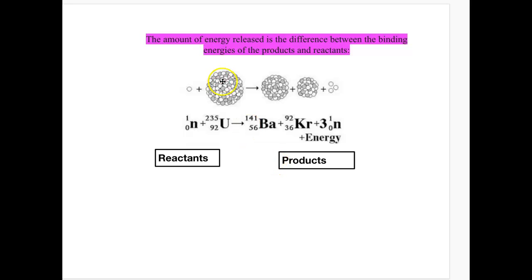So, in order to work out this energy value, the amount of energy released, we are going to work out the difference between the binding energies of the products over here and the reactants. So let's have a look at a question.